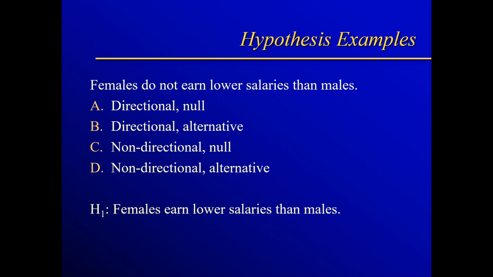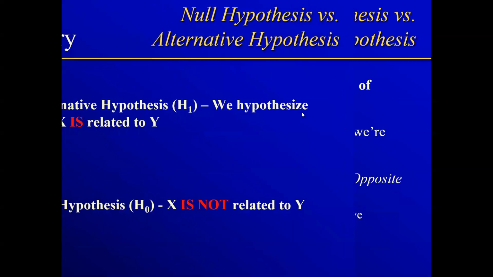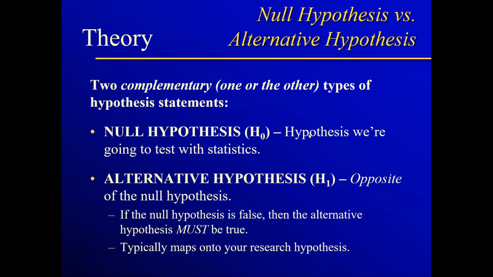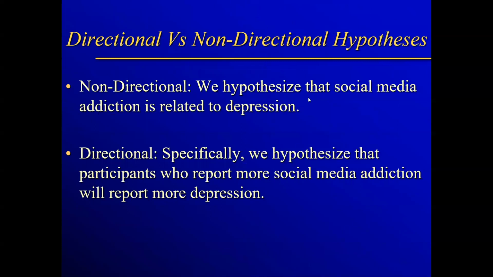Non-directional is just simply, we think these two things are related. If it goes past that, and tells you how we think they are related, that's directional. If you need to review directional versus non-directional, go back to this slide and apply it to your own hypothesis. Non-directional, you just simply state, we think that social media addiction is related to depression. Directional, you then follow up with that and get more specific and say how specifically those two variables are related.